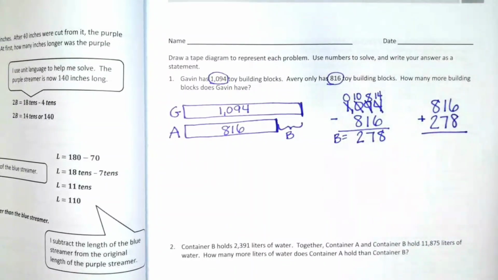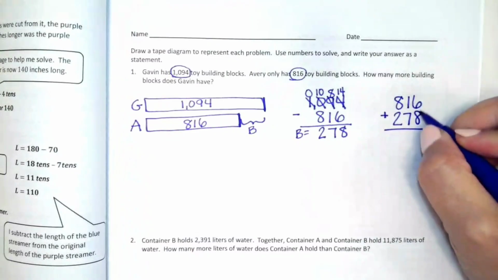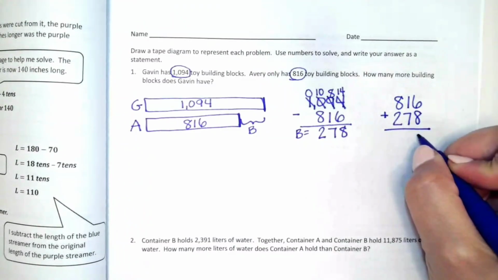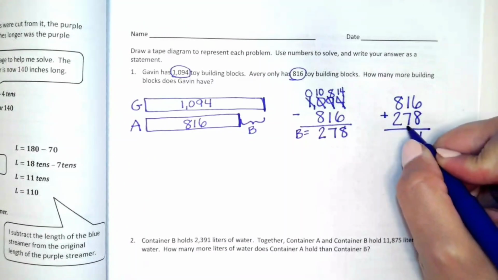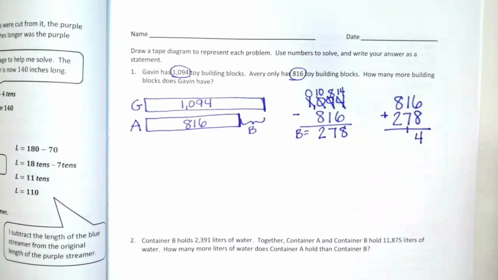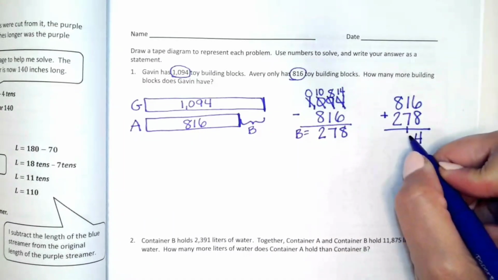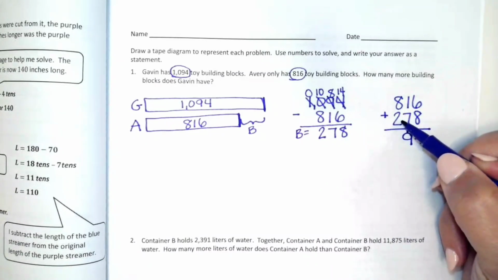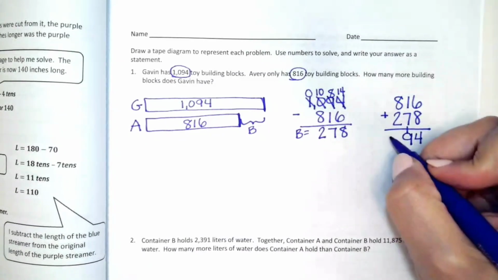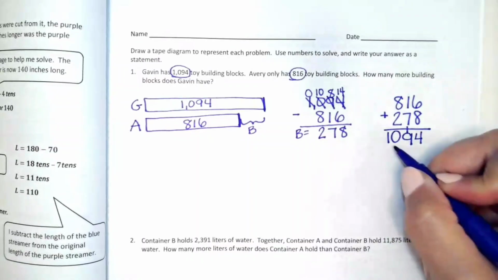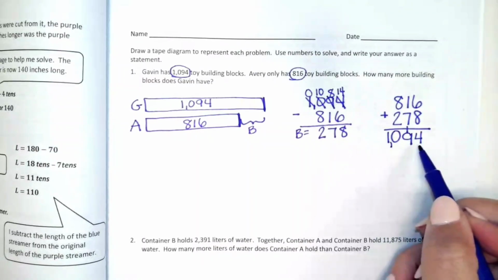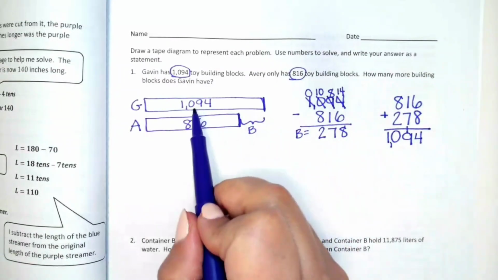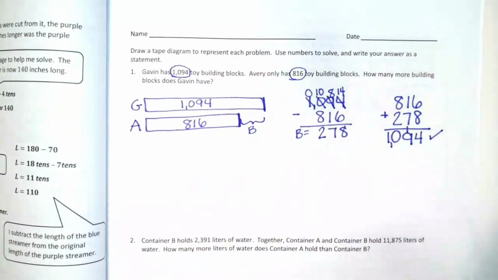278. Starting in the ones, 6 plus 8 equals 14. Put down the 4, compose the 10 on the line. 1 plus 7 plus 1 equals 9. Now in the hundreds, 8 plus 2 equals 10. Put in your comma. We got 1,094. That matches, so we checked our work.